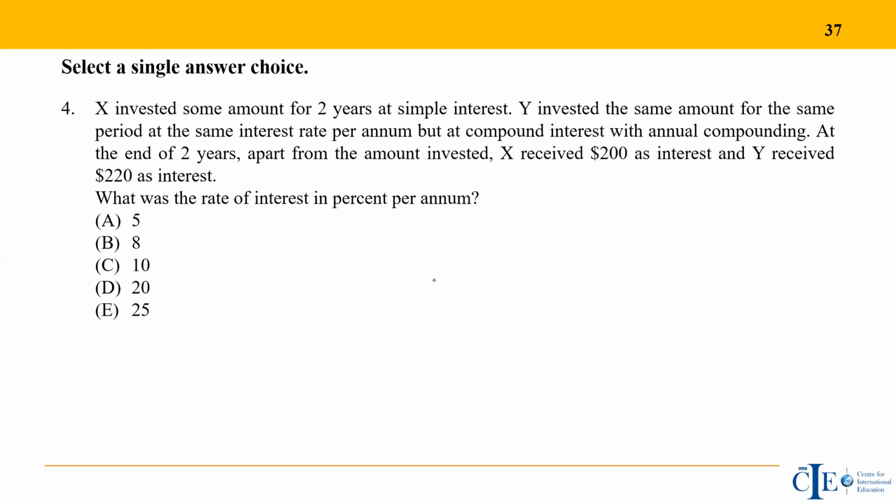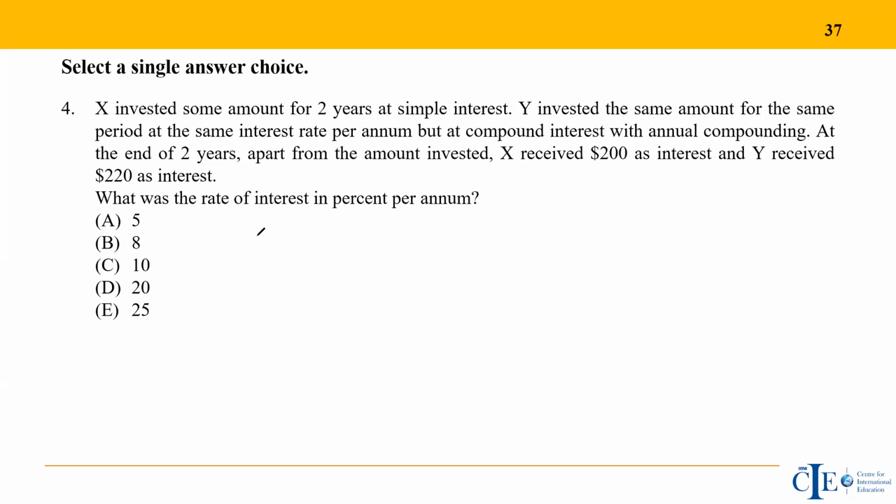D20. Yeah. So it's the same thing that we were discussing, where you have the difference between the simple and the compound interest. X invested some money for 2 years at simple interest, whereas Y invested the same at annual compounding for 2 years. X received 200 interest, Y received 220. What was the rate of interest percent per annum?